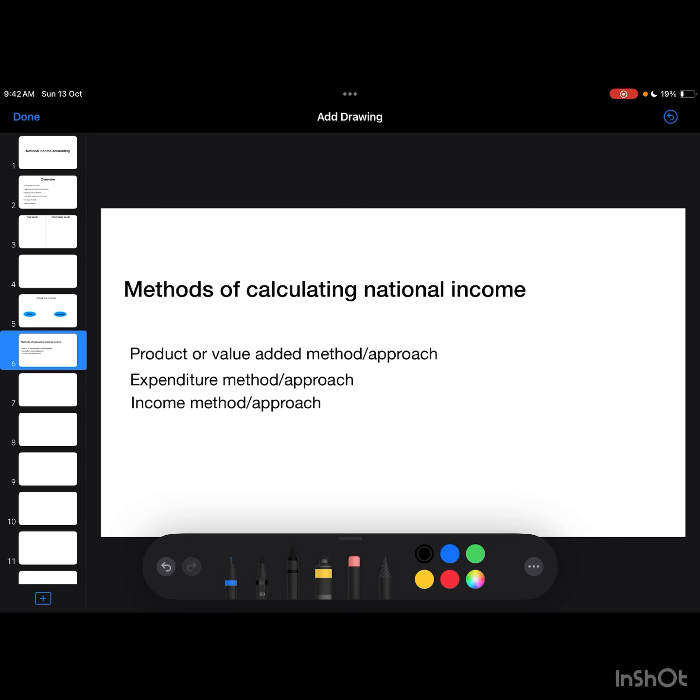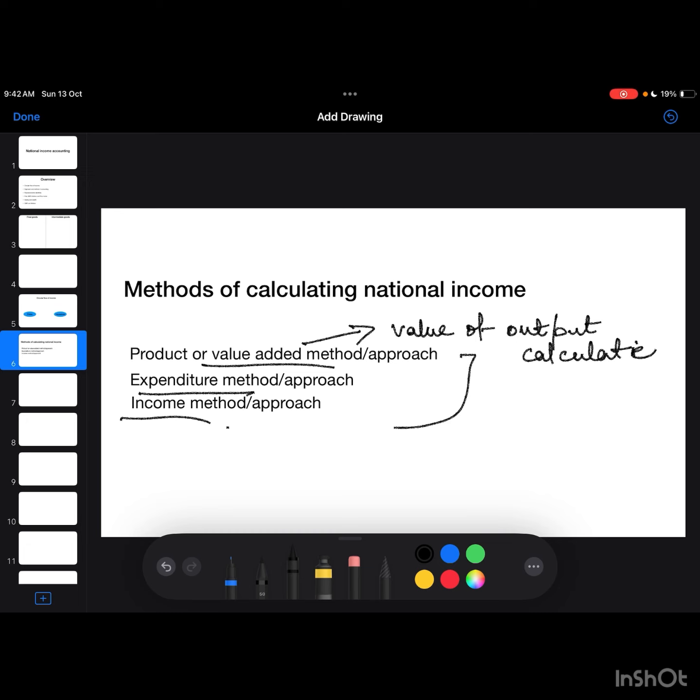Now comes the methods of calculating national income. So there are three types of method: product or value added method, expenditure method, or income method. In product method, the final value of output is calculated. In expenditure method, it is calculated by demand side.